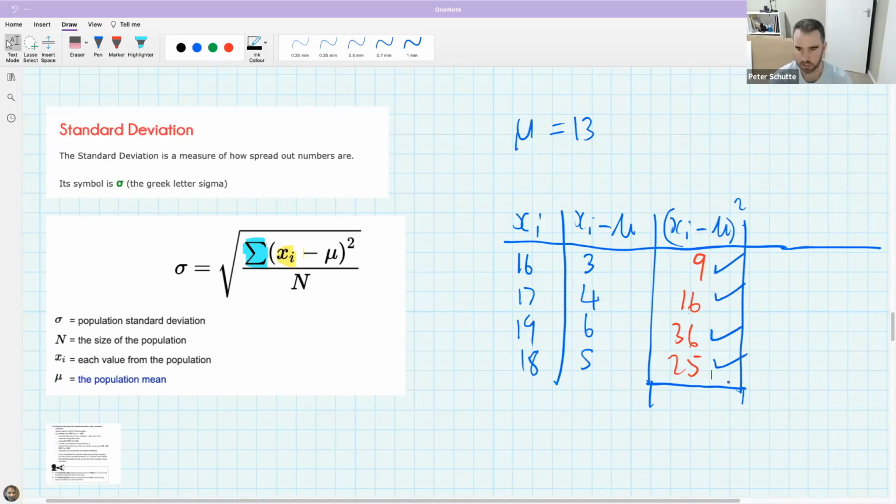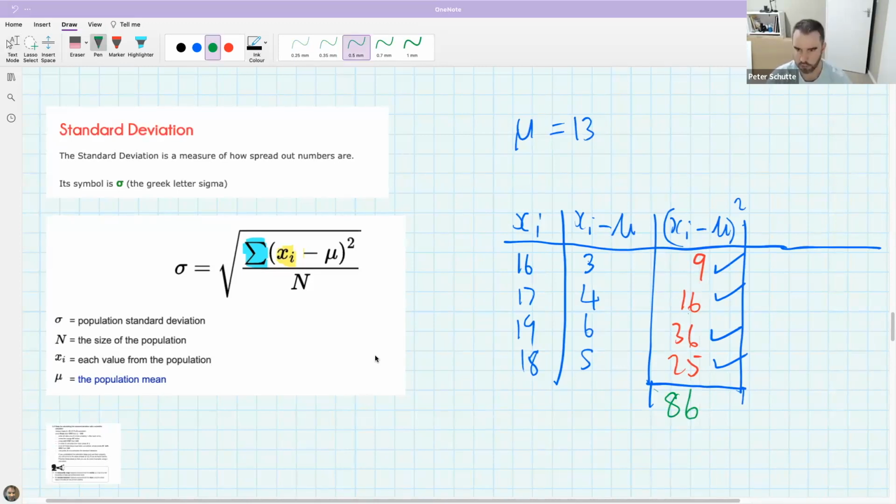Maybe you can help me. I'm going to try with the calculator first. 9 plus 16 plus 36 plus 25. Okay. Now, the sum here would give me 86. Now, Kayleen, I'm doing this quickly to show you the manual process, but in reality, we're going to use our calculators. I'm just explaining what the calculator is doing.